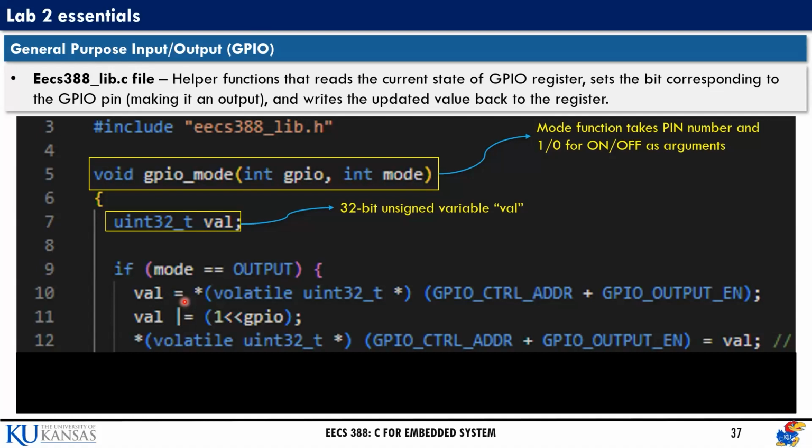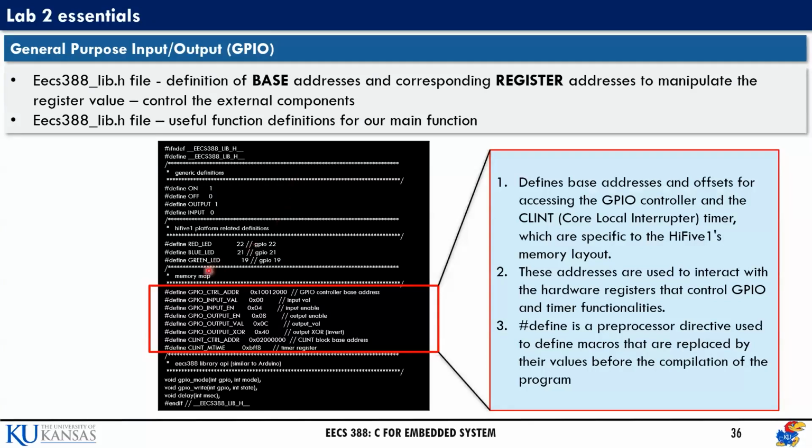So let's go step by step. Our first function in this lib.c file is GPIO mode. This is a void function, and it takes two arguments: the GPIO pin number and the mode. Both are integer values. The mode can be 1 or 0, and for the pin number, we have different pin numbers. For example, here in lab 2, our goal is to turn on some LEDs on our board.